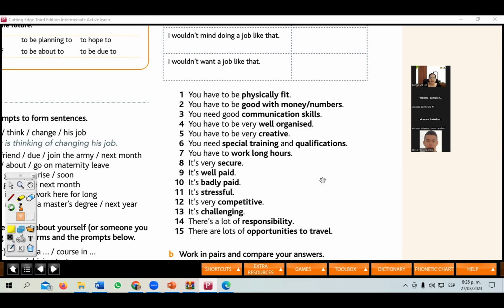All right, guys, so tell me, is there any new vocabulary here for you? Well paid and badly paid. What does well paid mean? It means money, bien pago. Or badly paid, like mal pago, right? Competitive, competitivo. Challenging, like retador, difícil. What else? Special training, necesitas entrenamiento especial y algunos certificados, qualification for this job. So we have 15 characteristics for different jobs.